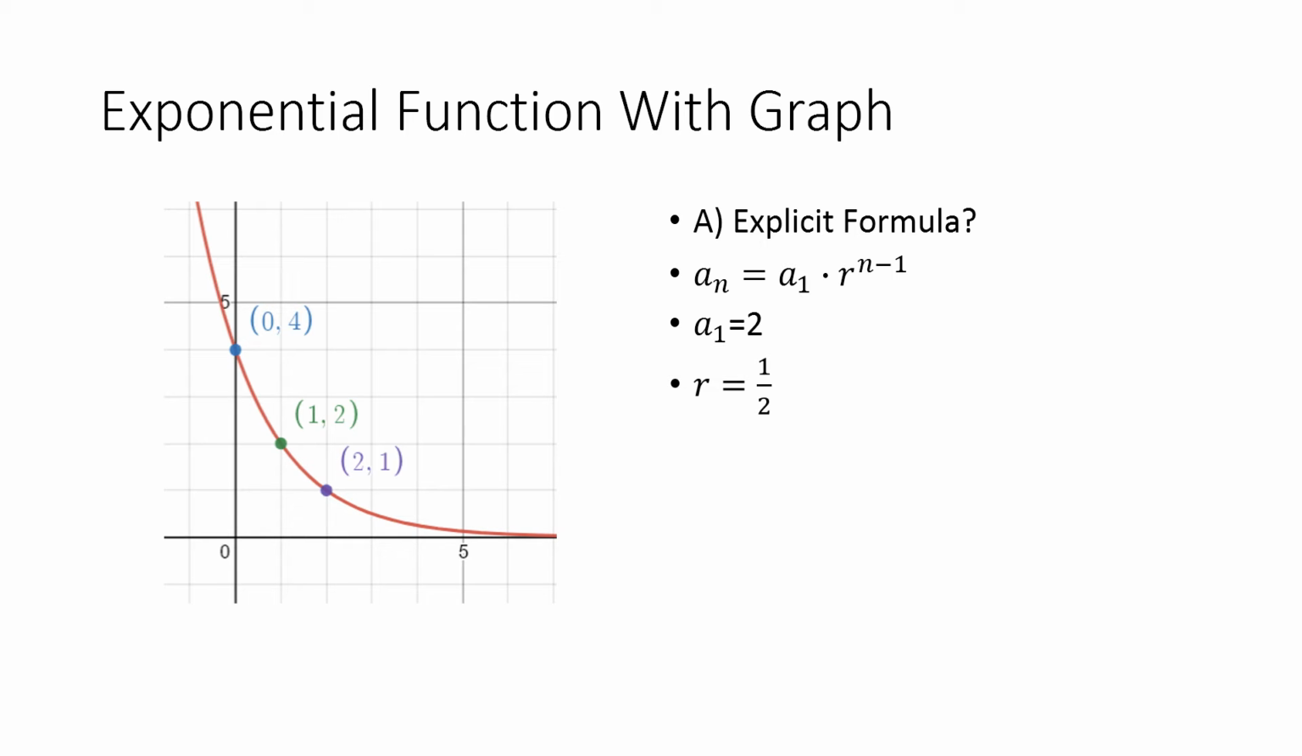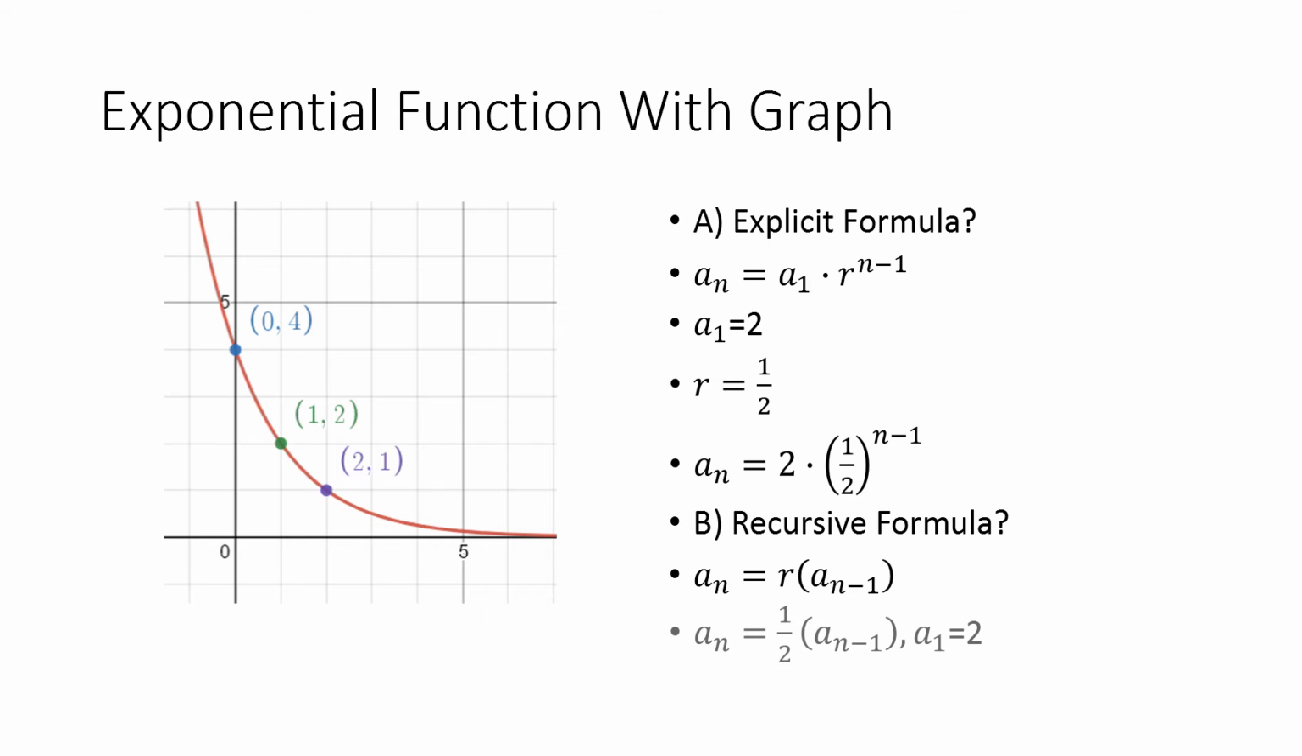To write the explicit formula, I'm going to put a sub 1 and r into there. So I get a sub n is equal to 2 times 1/2 raised to the n minus 1. Recursive formula, again, I need only r, and I plug that value in. Again, making the footnote that a sub 1 is equal to 2, which is not absolutely necessary, but helpful.